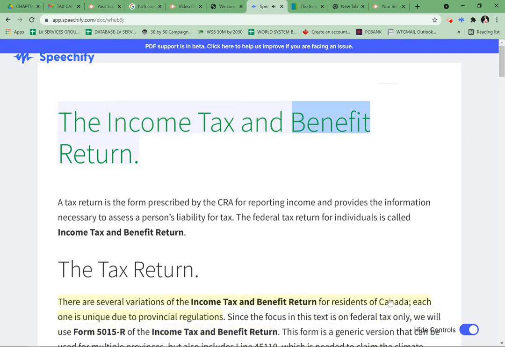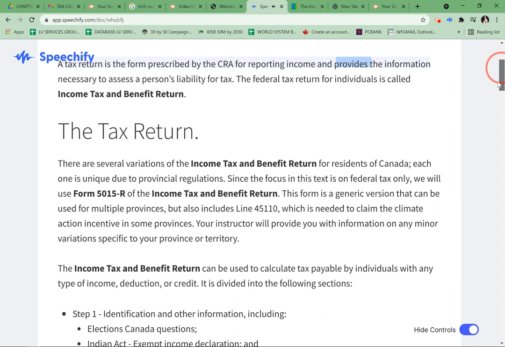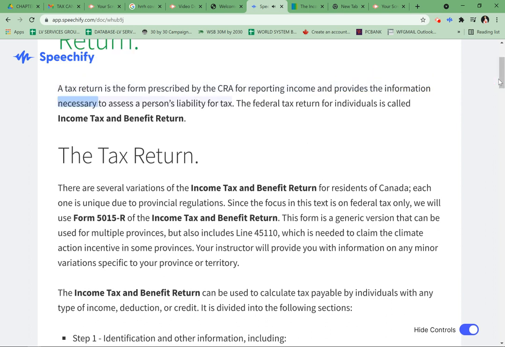The income tax and benefit return. A tax return is the form prescribed by the CRA for reporting income and provides the information necessary to assess a person's liability for tax. The federal tax return for individuals is called the income tax and benefit return.